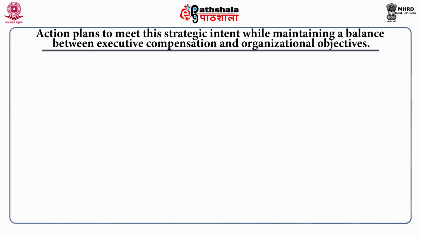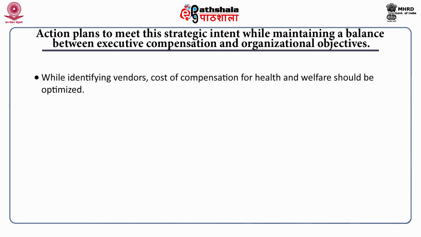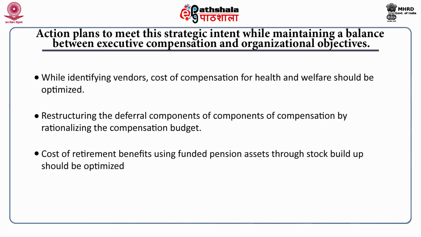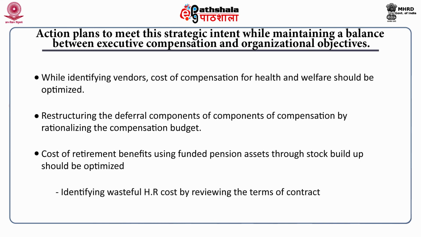Some of the action plans to meet the strategic intent while maintaining a balance between executive compensation and organizational objectives are: while identifying vendors, the cost of compensation for health and welfare should be optimized. Restructuring the deferral components of compensation by rationalizing the compensation budget. The cost of retirement benefits using funded pension assets through stock buildup should be optimized. And finally, identify wasteful human resource cost by reviewing the terms of contract.